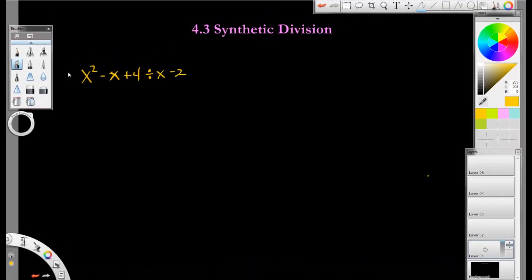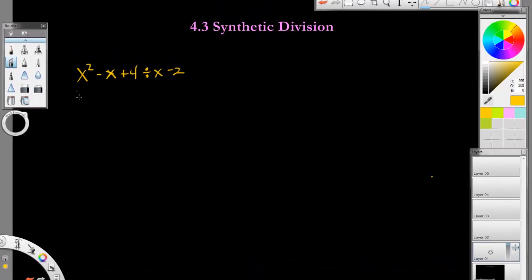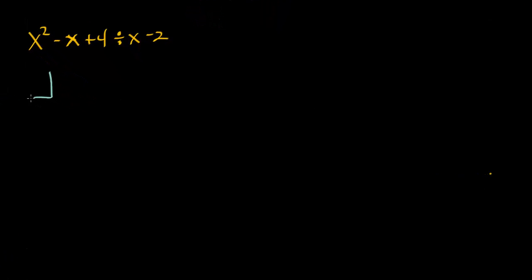Now we're going to do the same problem as we did in the other video, but with synthetic division. And I'll show you how to do something like this. All right, so when we do synthetic division, most people will put this little backwards L thingy there. And inside that little bracket thing, you're going to put the opposite of this number right here. So this is -2. So we're going to flip that sign and put a +2 here.